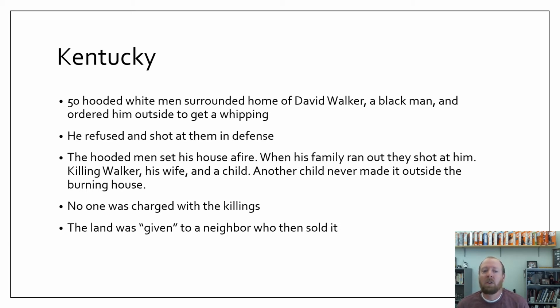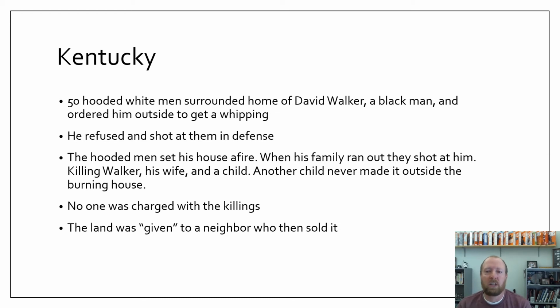Well, these hooded men set his house afire. They threw flames, and his house caught on fire. When his family ran out, they began to shoot. It killed Walker, his wife, and one of his children. Another child never made it out of the burning house. So this great atrocity, no one was charged with the killings. And so now you have 3 orphan children that go away.